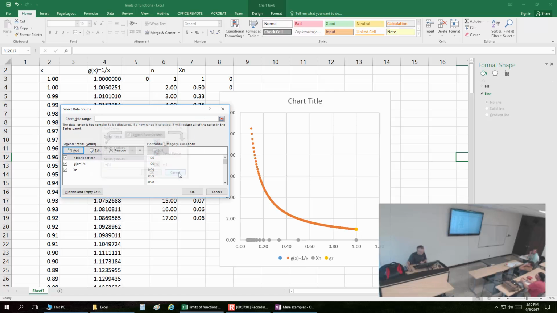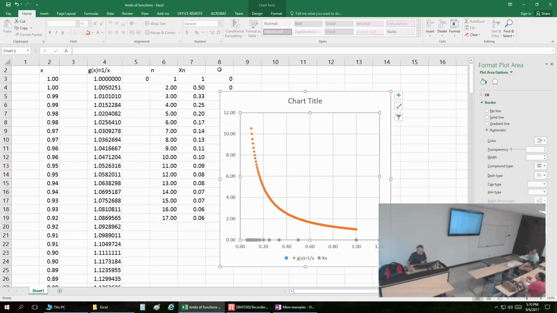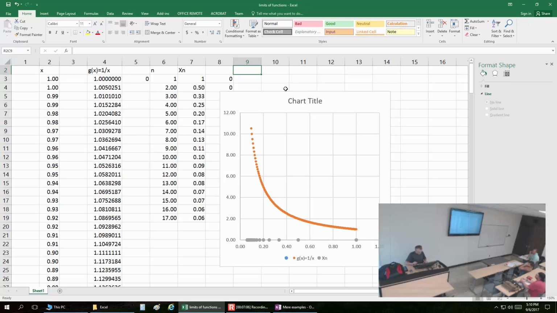Hold on a second, I got ahead of myself. We need to compute y's first. So this will be yn. And here we just compute them as reciprocals. So it's equal to 1 divided by the value of x. Okay, and we spread it down.